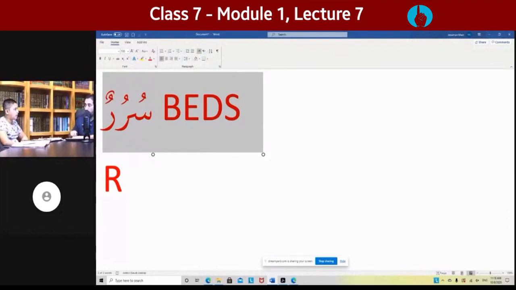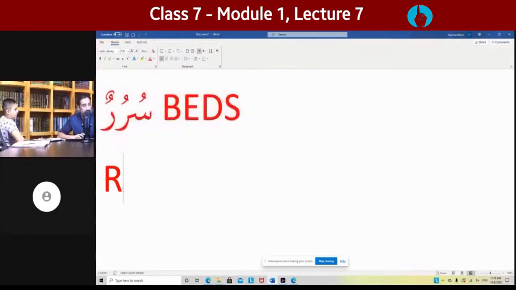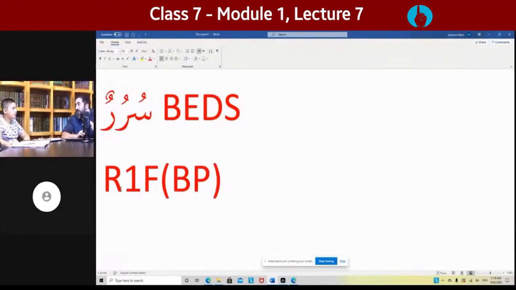There are 2 kinds of broken plurals. There's human and non-human. Are beds human or non-human? Non-human. When beds are non-human broken plurals, what do the Arabs like to pretend? It's feminine. How many feminine? One feminine. And why? Because it's a broken plural.